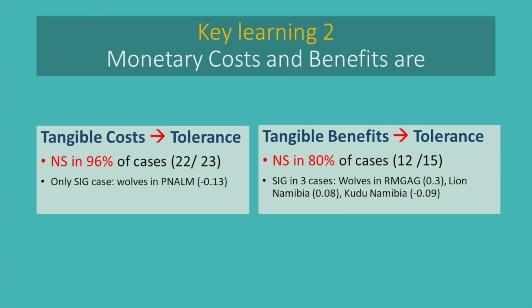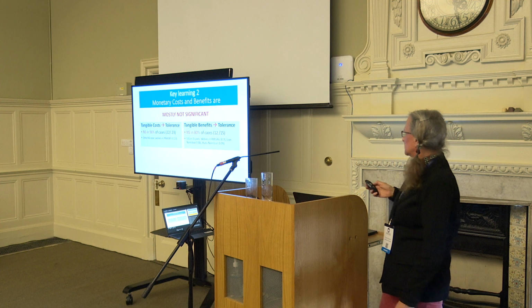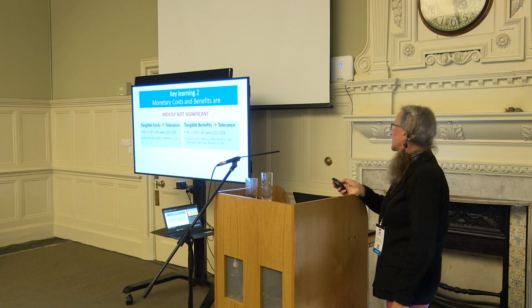The second key learning is that monetary costs and benefits are mostly not significant. So tangible costs in 96% of cases are not significant, and benefits in 80% of cases.